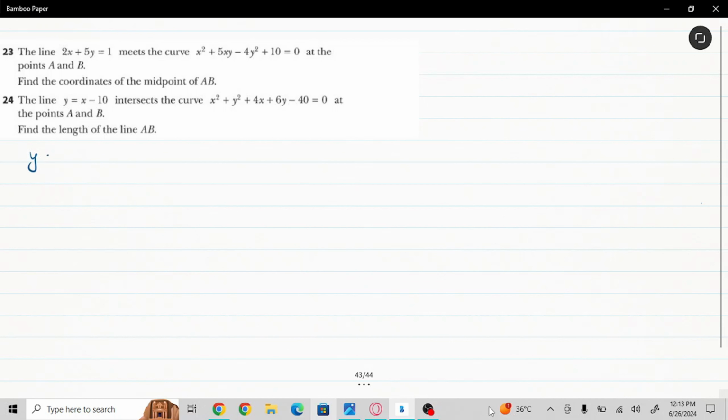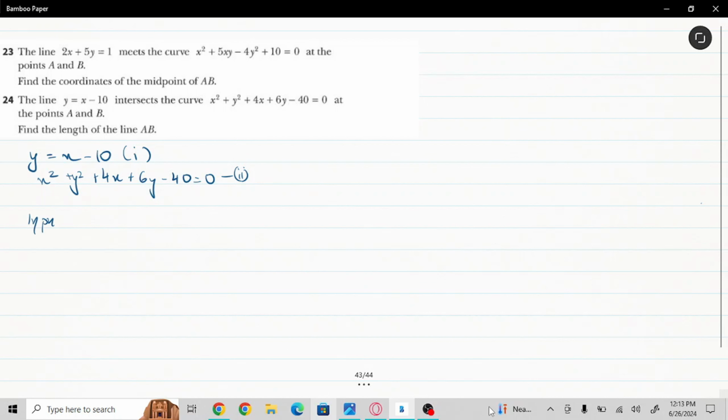So y is equal to x minus 10 is our first equation, and our second equation is x squared plus y squared plus 4x plus 6y minus 40 is equal to 0. That's really intimidating. So this is equation 2. This is equation 1. And now what we're going to do is find the length of AB. For that, we have to first find out A and B itself. So x and y coordinates, we have to find those out.